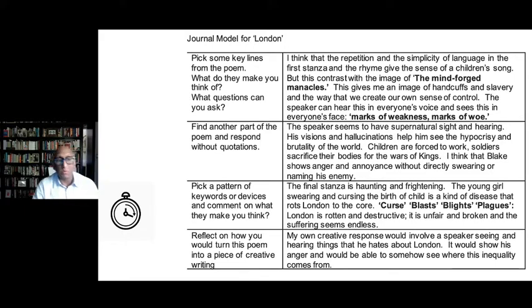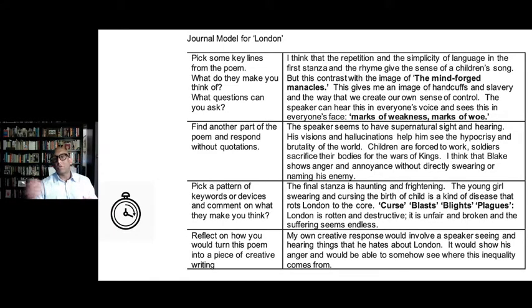There's another way of responding, which would be to pick a pattern of keywords and devices and comment on what they make you think. The final stanza is haunting and frightening. The young girl swearing and cursing the birth of a child is a kind of disease that rots London to the core. Curse, blast, blights, plagues. London is rotten and destructive. It is unfair and broken, and the suffering seems endless.